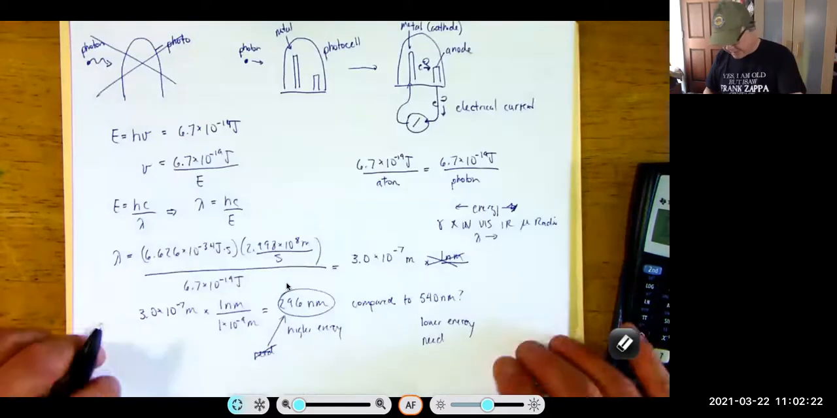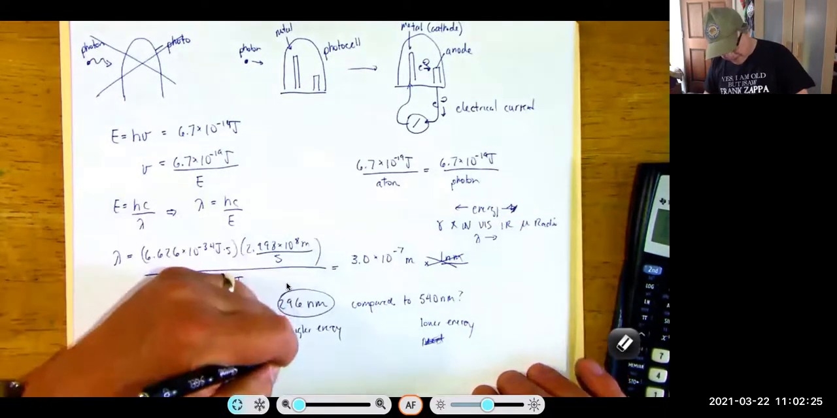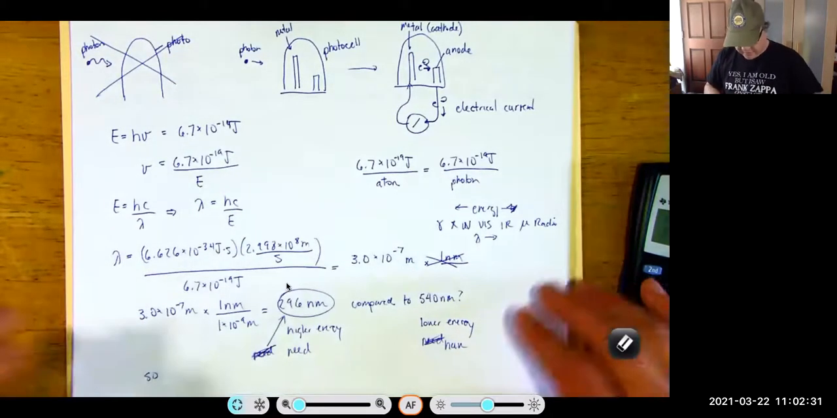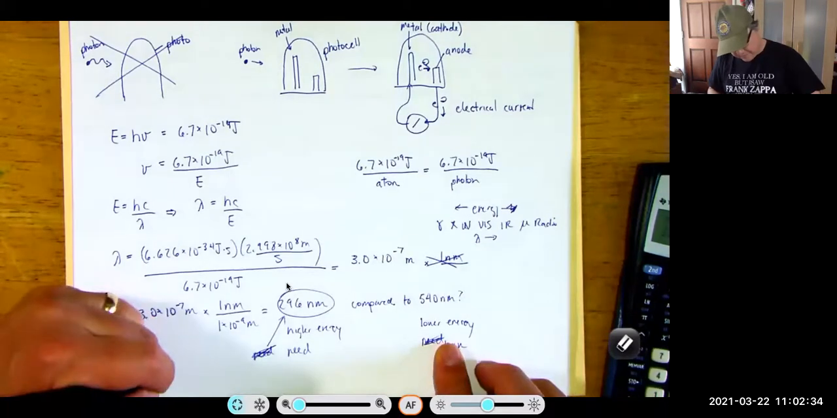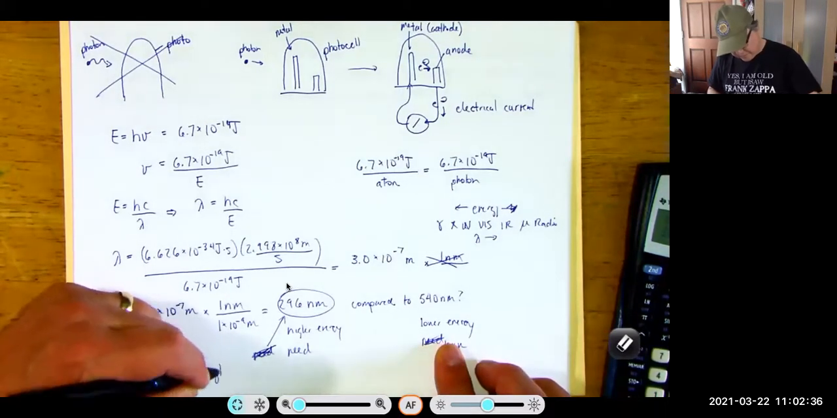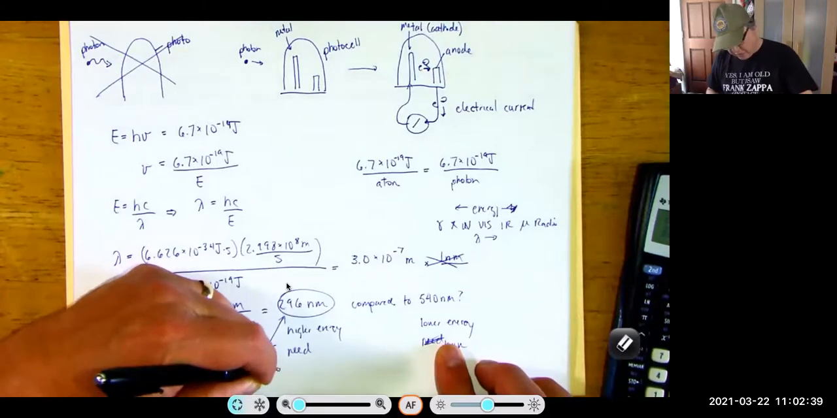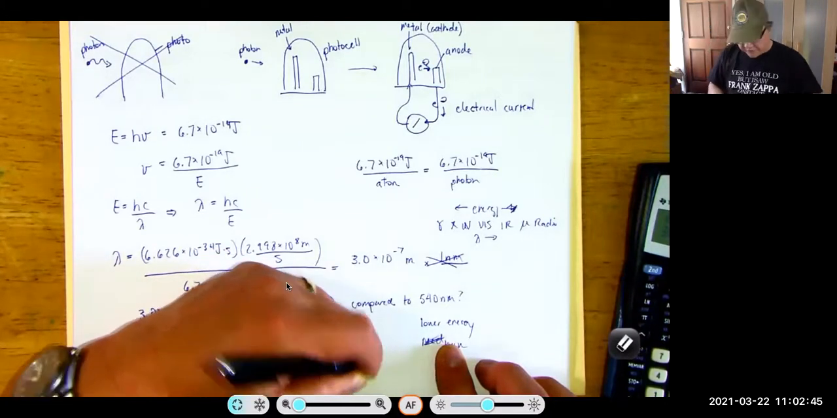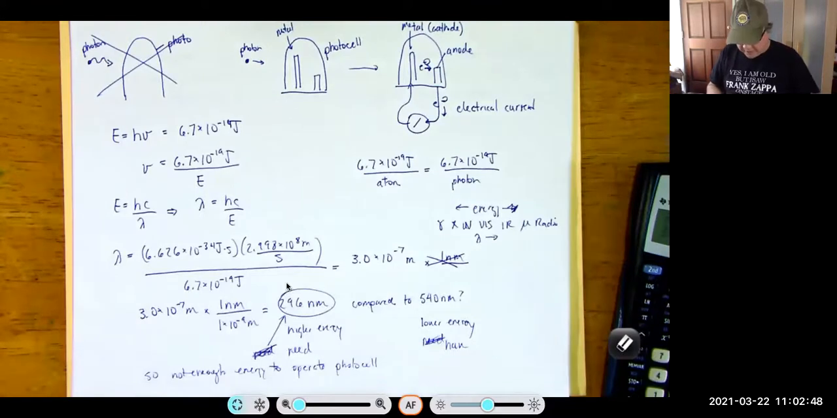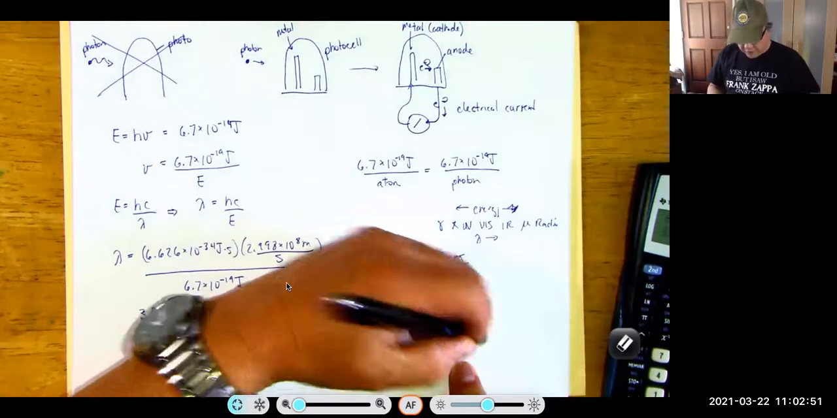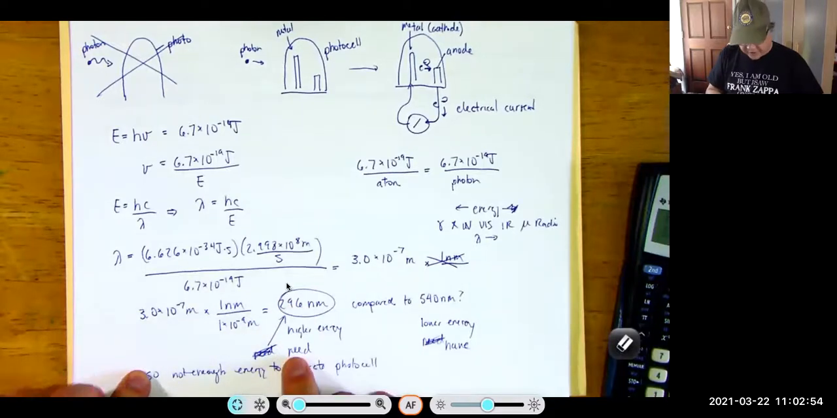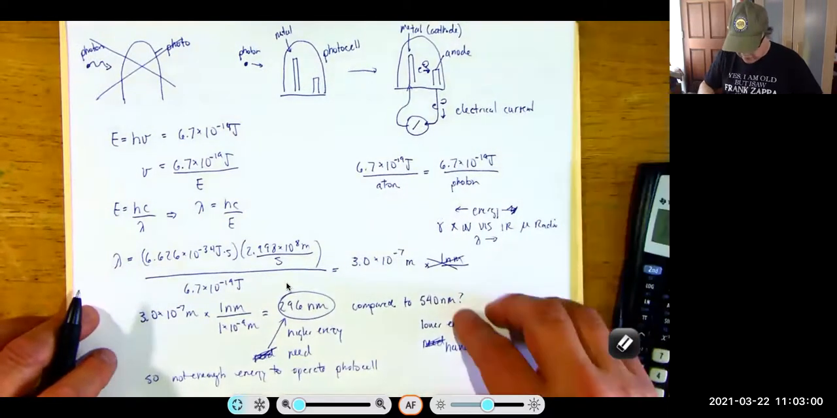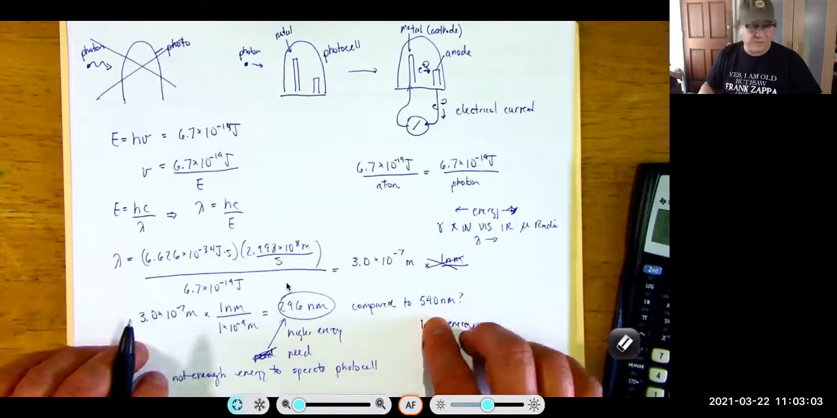Oh, I see what I'm doing. I'm interpreting wrong. This is what we need. This is what we have. So there's not enough energy. Not enough energy to operate the photocell. So it's actually a misinterpretation on my part. I was mixing up the need with the have. So again, this is what we need to operate the photocell, this amount of wavelength or shorter. This is what we have, and this is too short to operate that photocell.